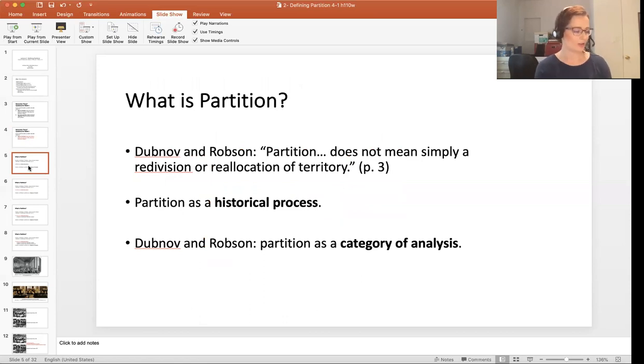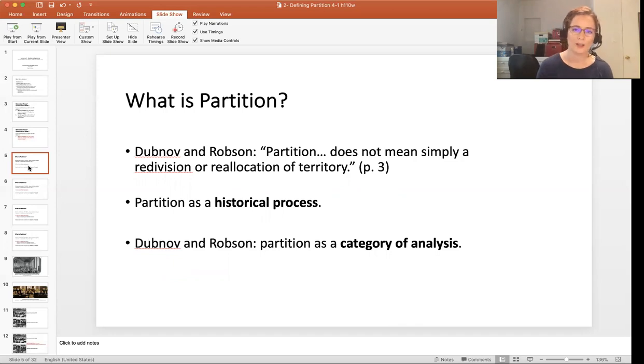What is partition? The first thing we have to understand if we were to arrive at a definition of partition is that partition isn't just something that happened in the past. It's not just a set of events where we have the redivision or reallocation of territory and the various movements of peoples to and fro across borders. This is not something that just was one and done. It happened, or it happened in multiple parts of the world throughout the 20th century, and it's over.